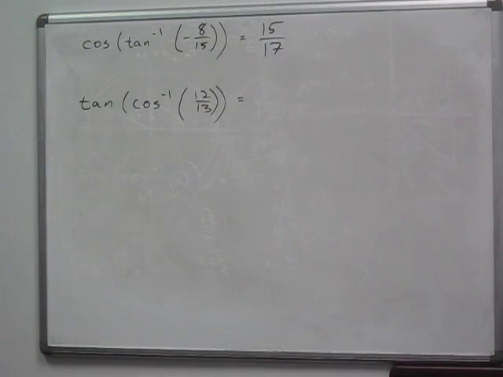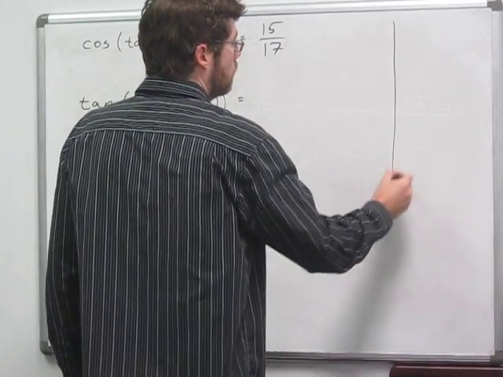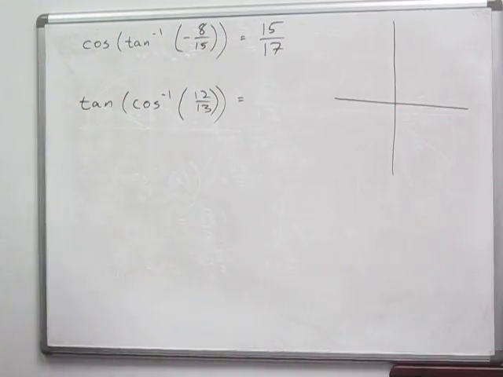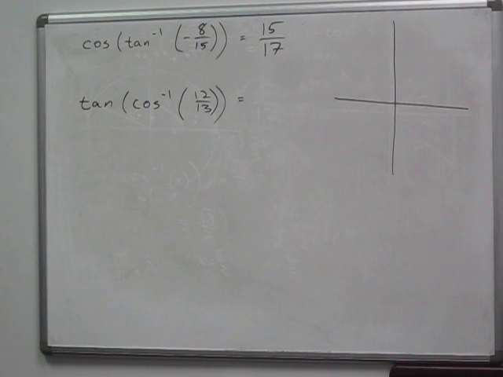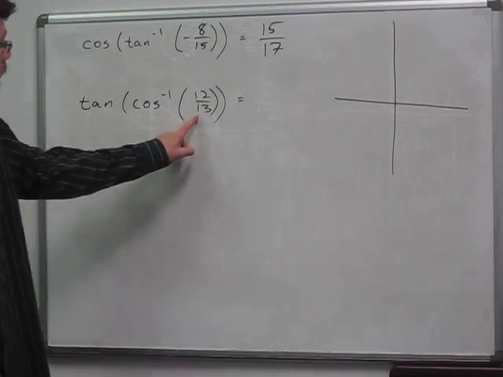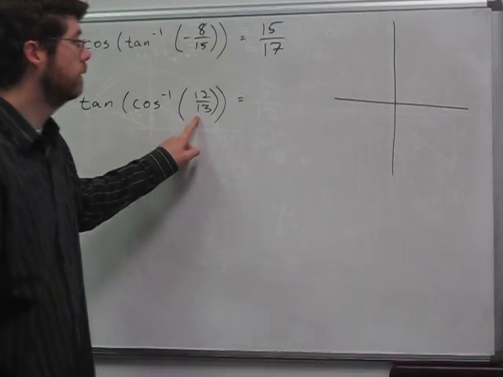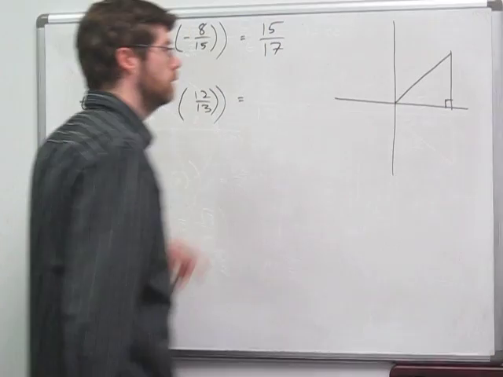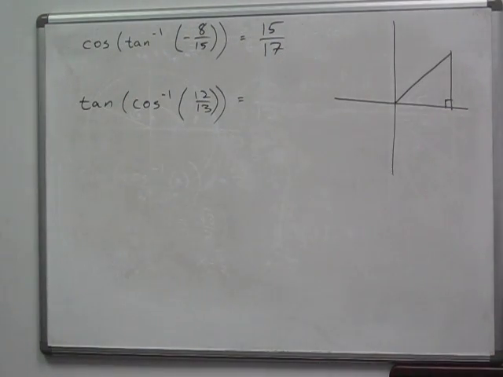Tangent of cosine inverse of 12/13. Cosine spits out an angle between 0 and pi, so we're going to use a triangle in the upper half of the plane. For cosine to have a value of positive 12/13, that triangle is going to have to be in quadrant 1.